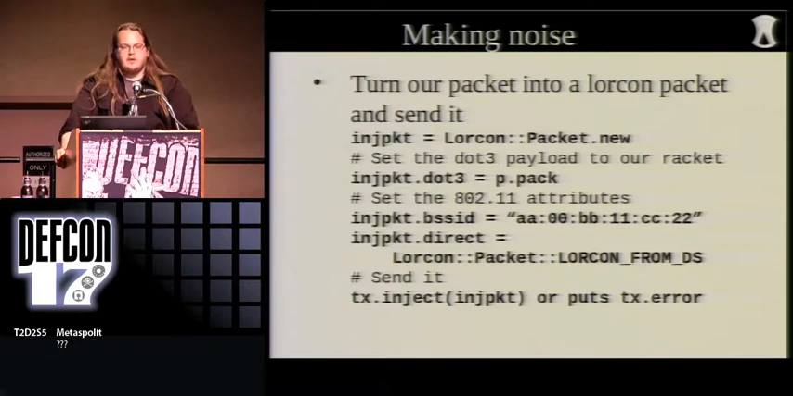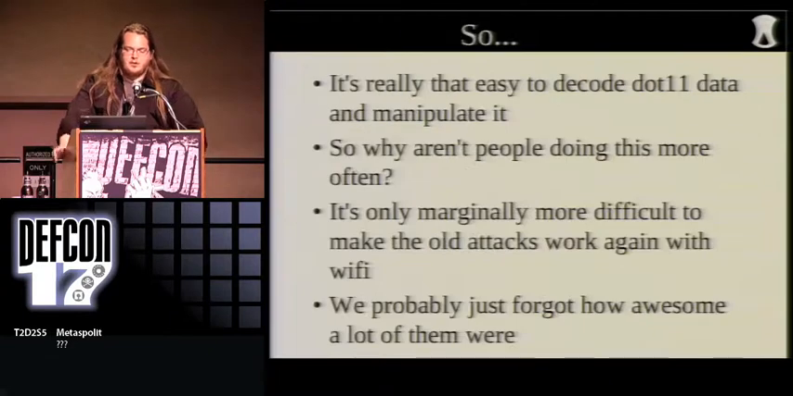So you make a new packet, you turn the .3 into what you just created with Racket, you set the .11 unique attributes like the network ID, and if it's coming to or from the access point, and then inject it, and there you go. So what can we actually do with this?